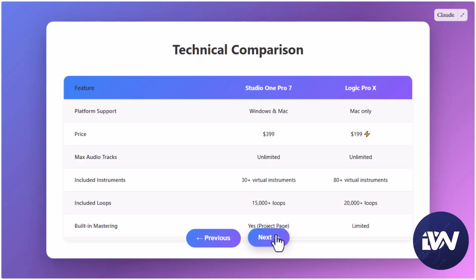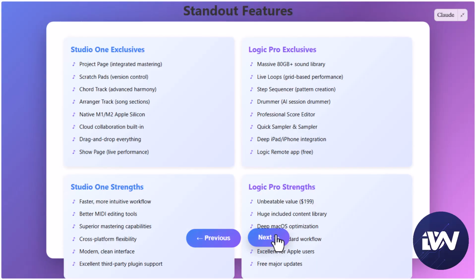Studio One really shines in mixing, mastering, and recording. Its built-in mastering page is a huge plus, especially if you want an all-in-one production pipeline. It also integrates extremely well with third-party plugins and hardware, making it popular with professional engineers.